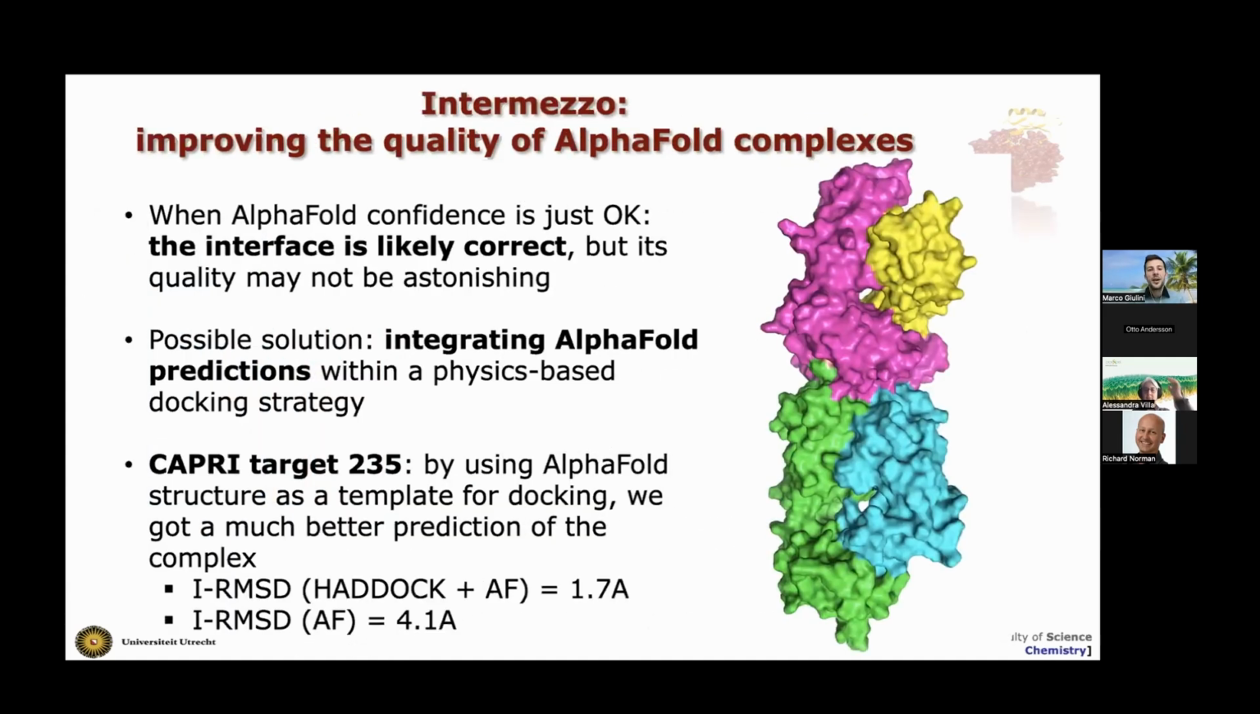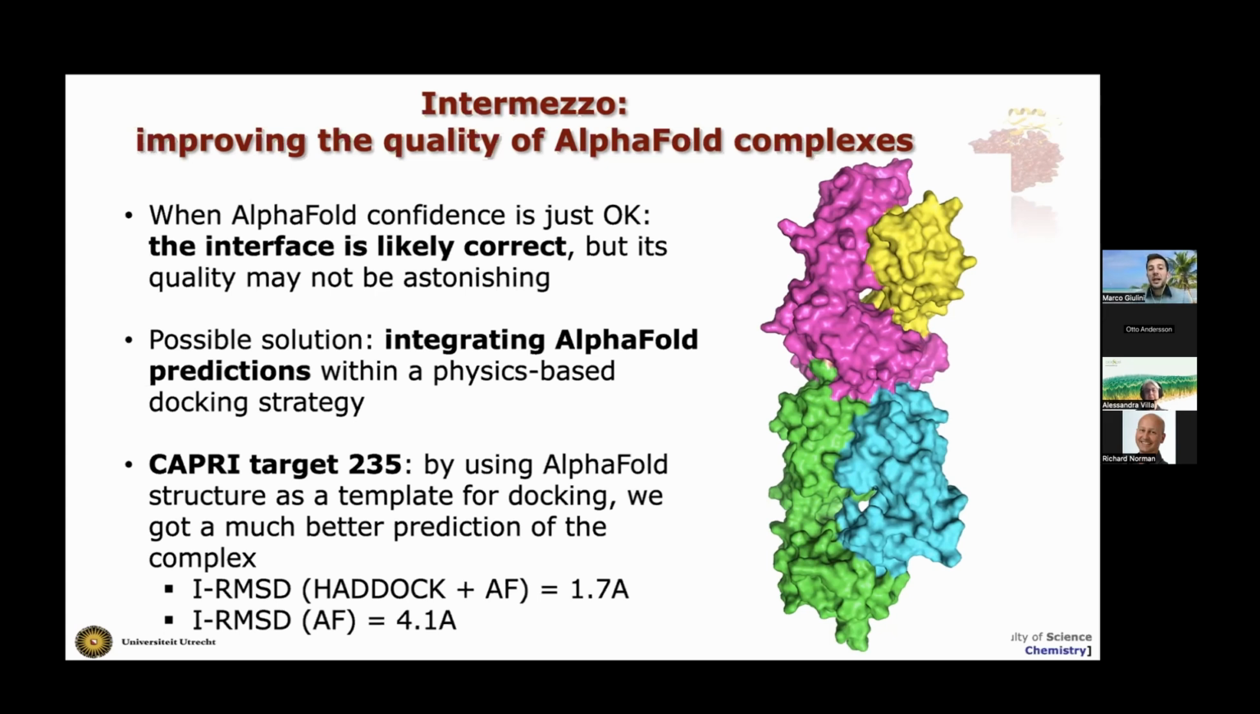So just as an intermezzo, so far we discussed two cases. When AlphaFold confidence is great, you should just take the AlphaFold model. That's probably going to be fine. And when AlphaFold confidence is very bad, you just want to completely ignore the AlphaFold model. But there is an intermediate situation in which the AlphaFold interface confidence is just okay.